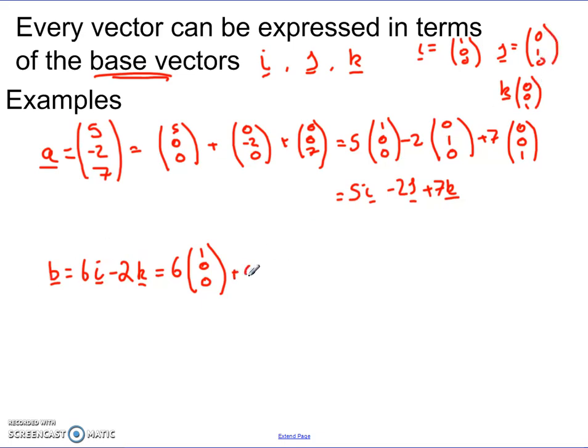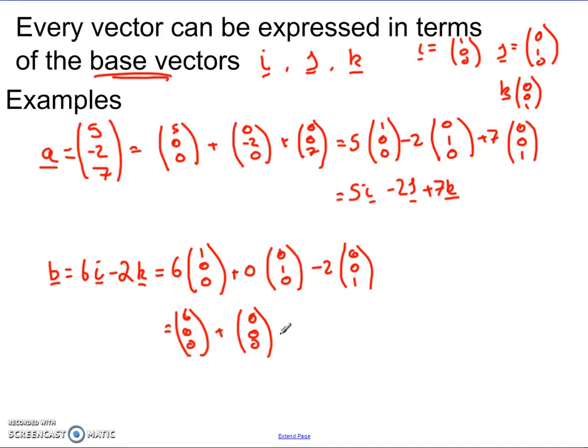So that's technically the same as writing plus 0 times (0, 1, 0), then minus 2 times the k vector, which is (0, 0, 1). I can then use vector multiplication to give me these vectors. So that's going to be the equivalent of (6, 0, 0) for that direction, plus, well, this vector is just (0, 0, 0). Everything multiplied by 0 in there just disappears. It's then plus (0, 0, -2).